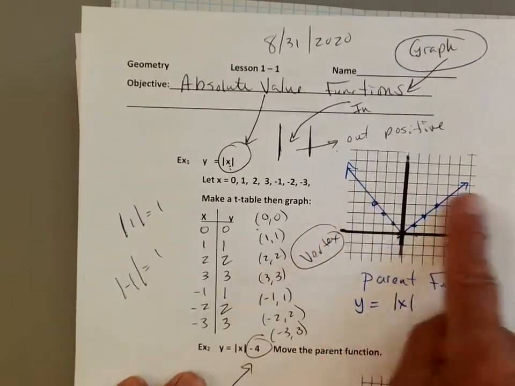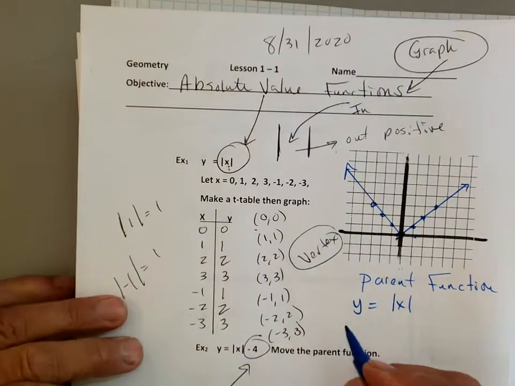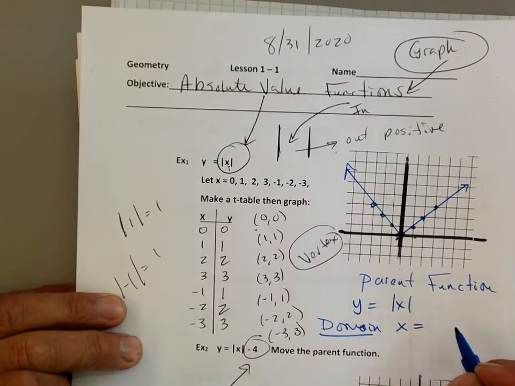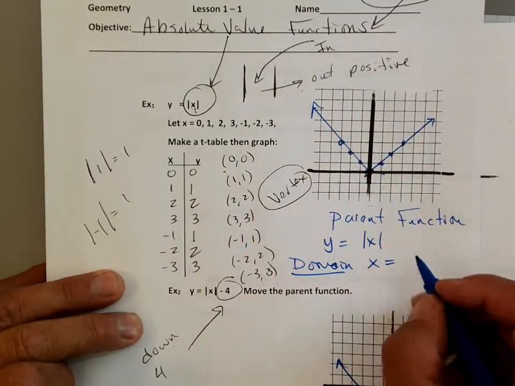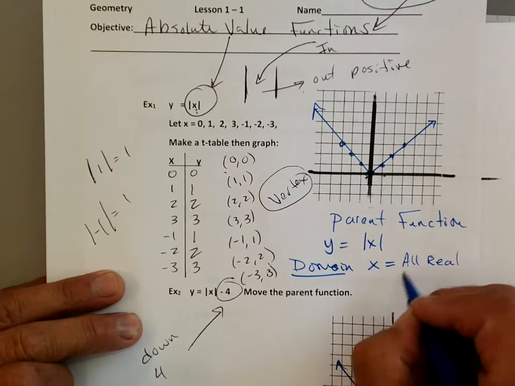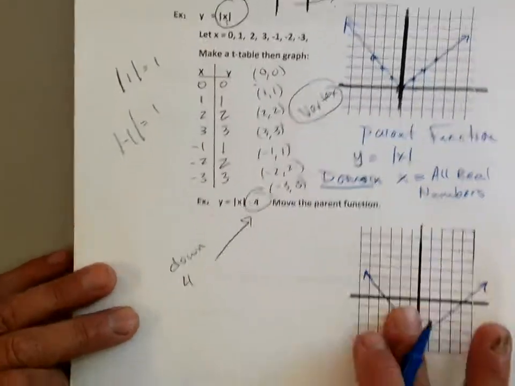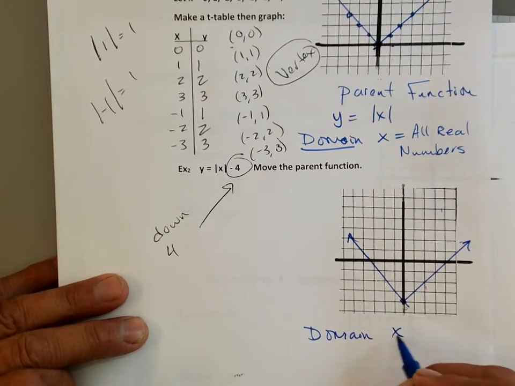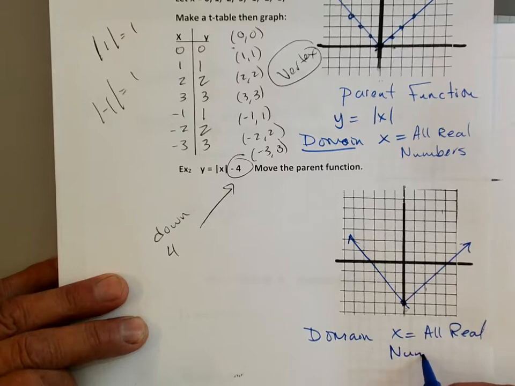So if we know that, real quick, let's take a step back. How wide is this graph? Forever wide. So the domain of this function is everything. So we're going to say the domain of this one is x equals, and to say everything, because forever wide, every possible x, we're going to say all real numbers. Okay. Same thing with this one. Forever wide, right? Domain x equals all real numbers. Okay.